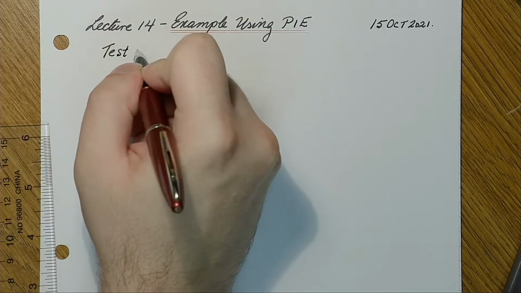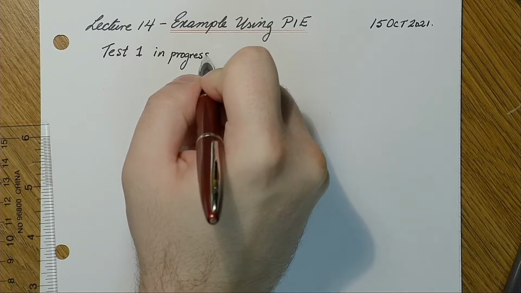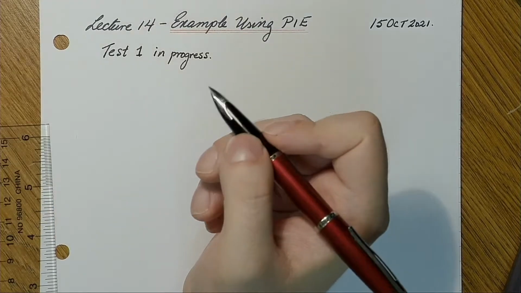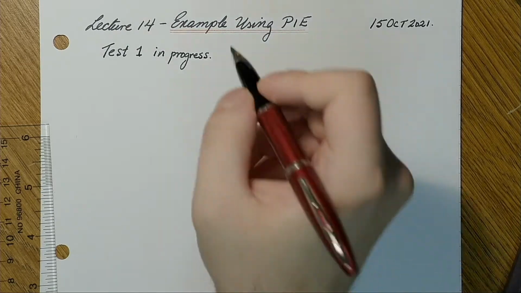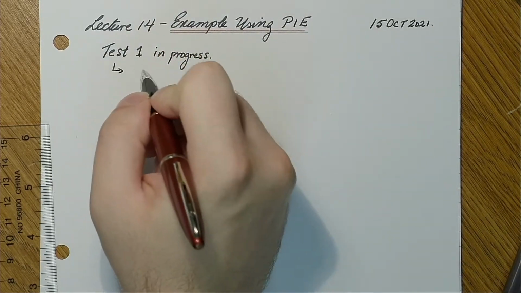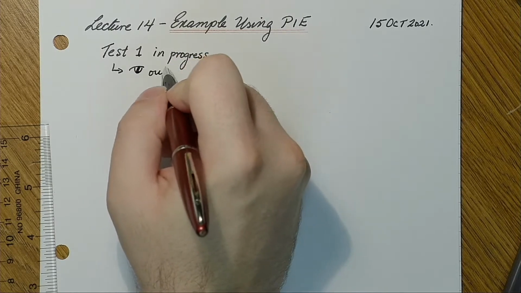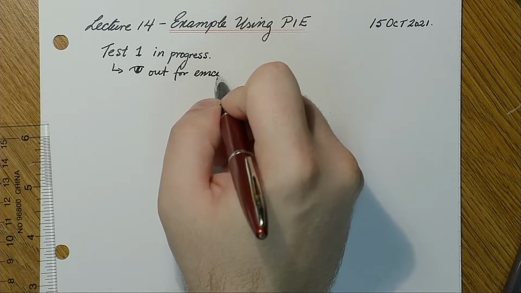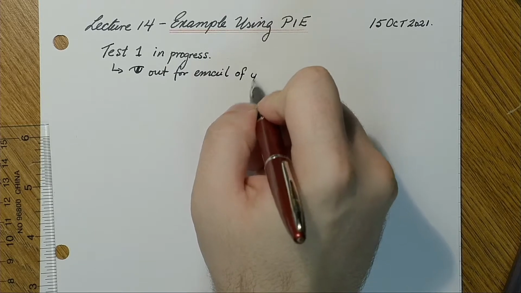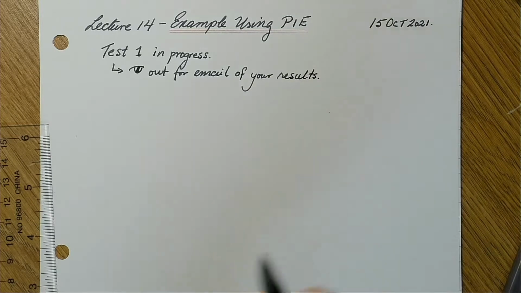Test 1, I'm still in progress marking. I'm slower. It just takes me a little bit longer. I'm marking it on paper. So I'll get back to you, everyone. Keep an eye out for an email where I'll send you a PDF of your results. I'll basically go through the test and mark everything. Okay, so keep an eye out for that.